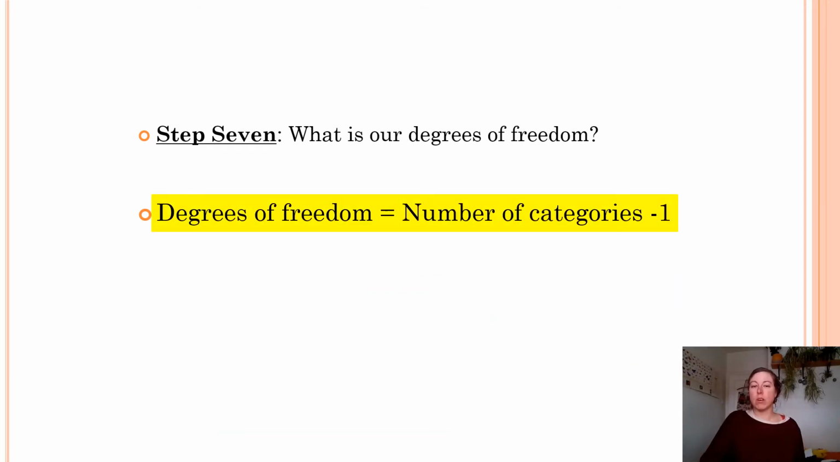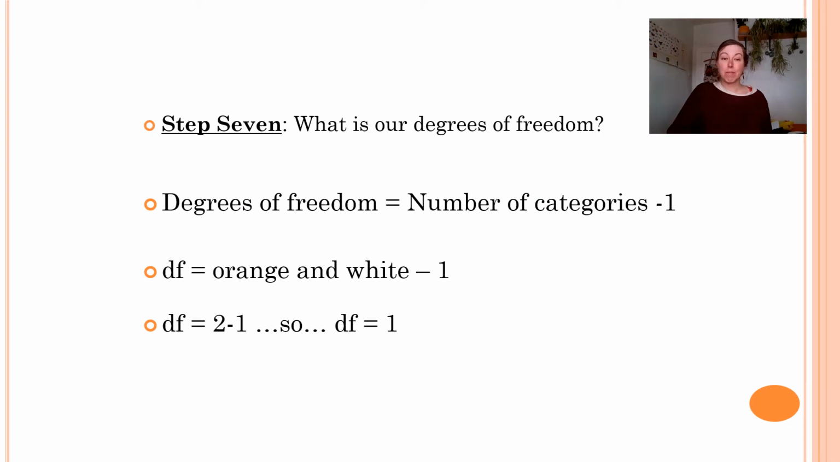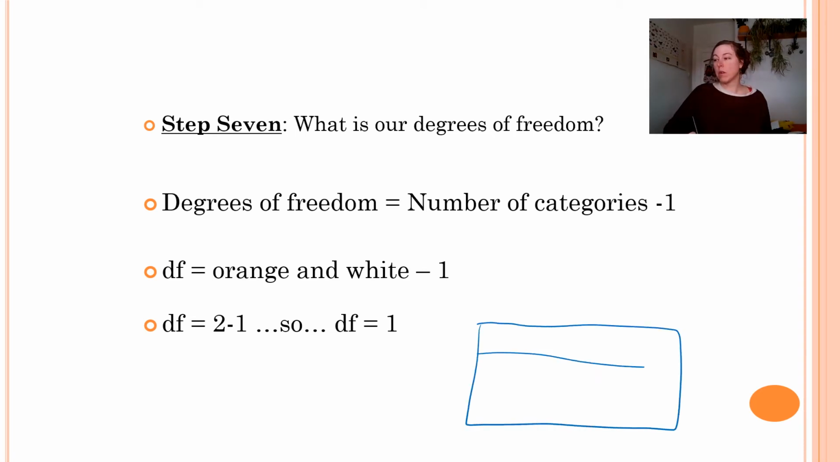This is our second formula. There's 4 of these highlighted formulas. We'll get to them. Basically, orange and white, right? Those are our 2 categories. So our degrees of freedom is 1. So remember in our table, we had orange, white, total, observed, and expected. 2 categories. 2 minus 1 is 1.